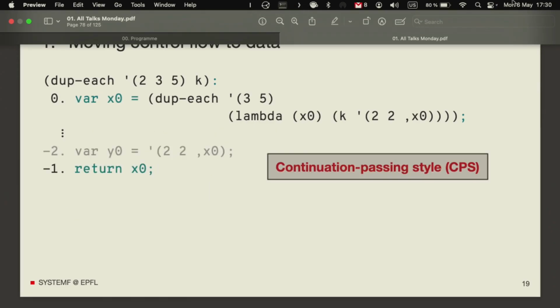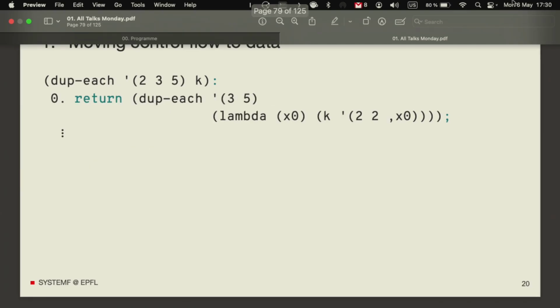And now what is trampolining, right? I'll take this one step further. I say, I want to move even more control flow to data. And so this is the program I have. And I notice that I have some control flow in the form of function calls, and function calls are control flow. Let's eliminate function calls by saying, instead of making a function call, I'm going to return a data structure that says, oh, I want to make a function call.